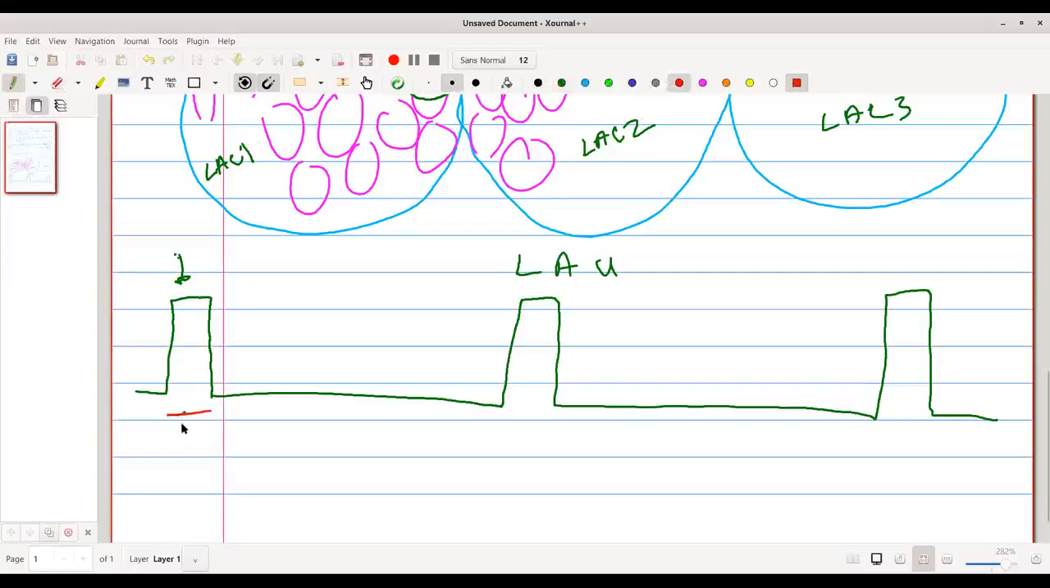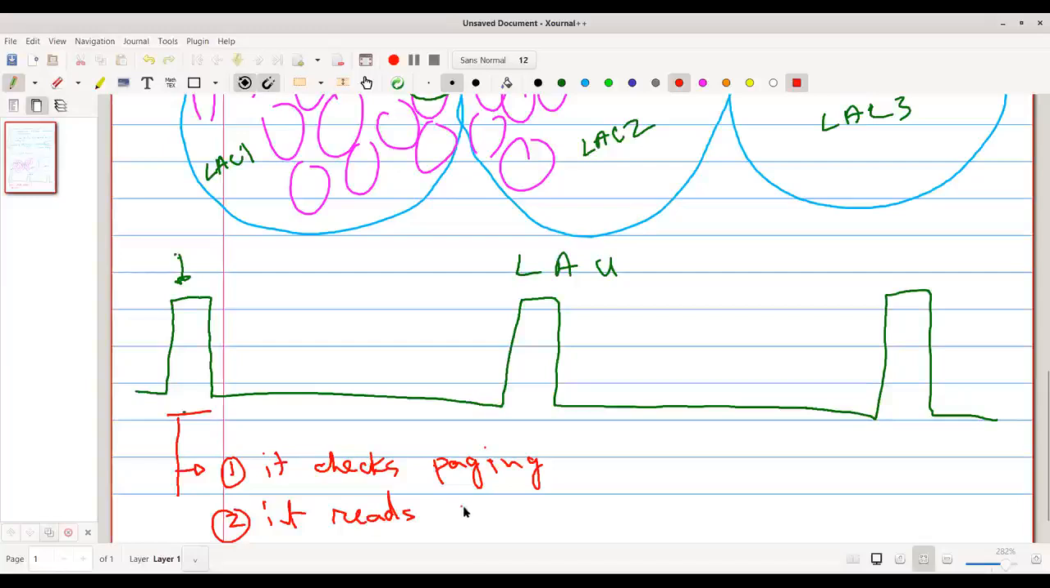Okay, during this period, it checks if the network is paging, whether or not the network is paging. And the other thing is that it reads system information messages.